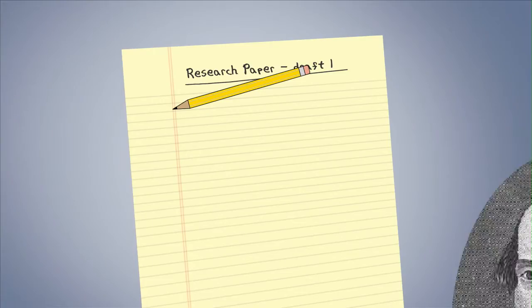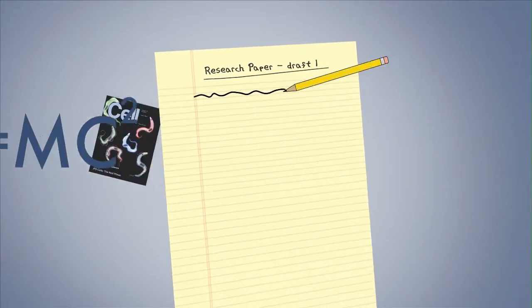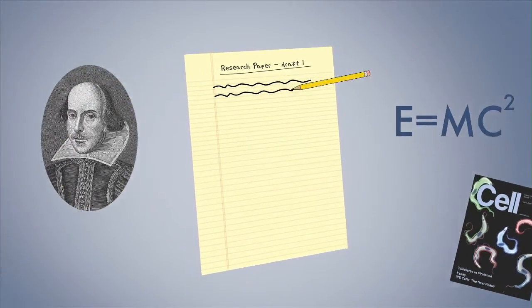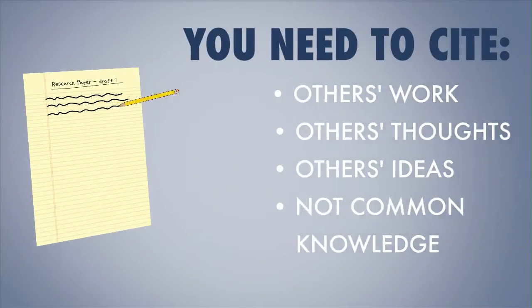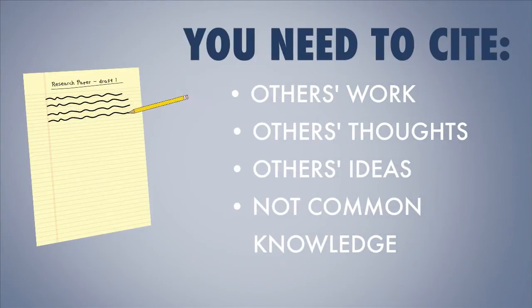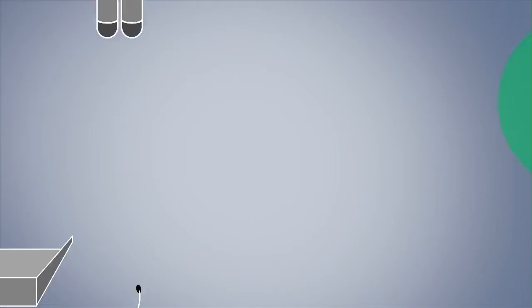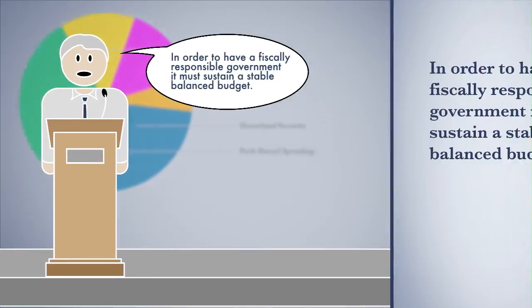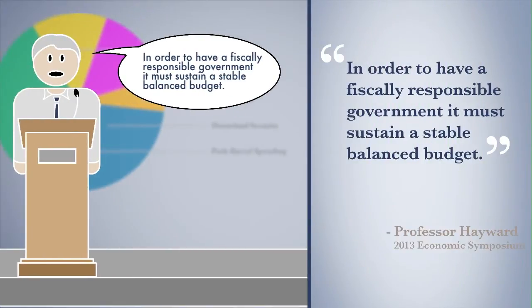First, cite the work of others that you use in your assignment. It is just that easy. So, what do we need to cite? Anything that is not your own work, thoughts, ideas, or common knowledge. Anytime you use the words of others, make sure you put it in quotations and add a citation. Most people are pretty good at citing quotes.